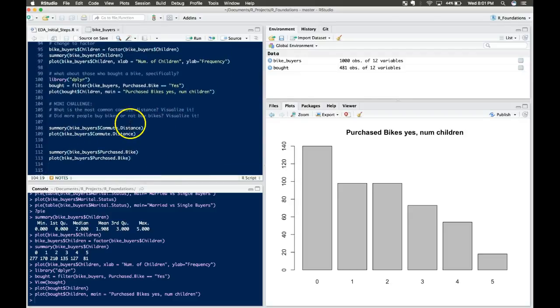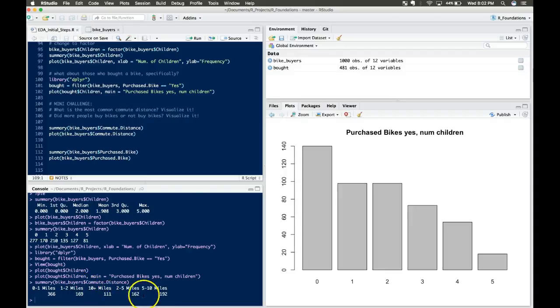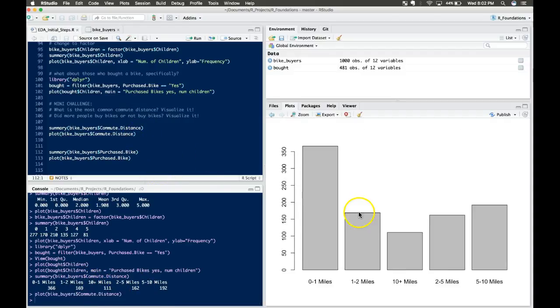So here is just the answers to this little mini challenge. Fairly simple. Hopefully we didn't overcomplicate it too much, but you can use the summary function, and we're calling the commute distance column on there. Right away, you can see the numbers down here, but my eyes like these graphs. So, alright, the people who have to travel the least amount of distance bought bikes, and that kind of makes sense. You don't want to buy a bike if you're going to have to drive to work 10 plus miles. That should be pretty obvious, right? That's intuitive about this data set.